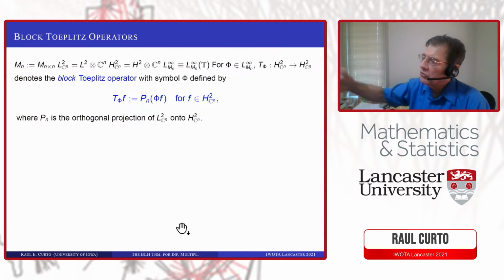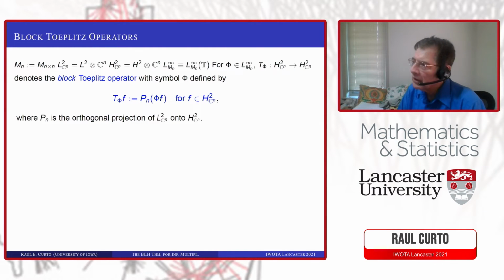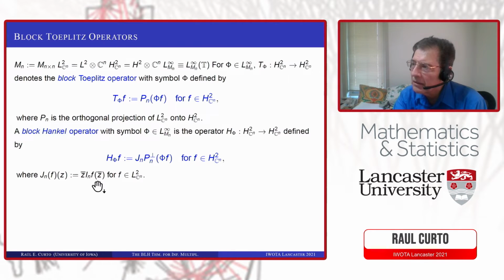Now we're gonna switch to block Toeplitz operators, or matrix valued. So everything gets tensored by C^n in the natural way. I'm not gonna bore you with the details because all you have to do is just tensor with C^n. Okay, so there's your Hankel operator, and J_n is gonna be done the same way, but now you have to insert an identity matrix there.